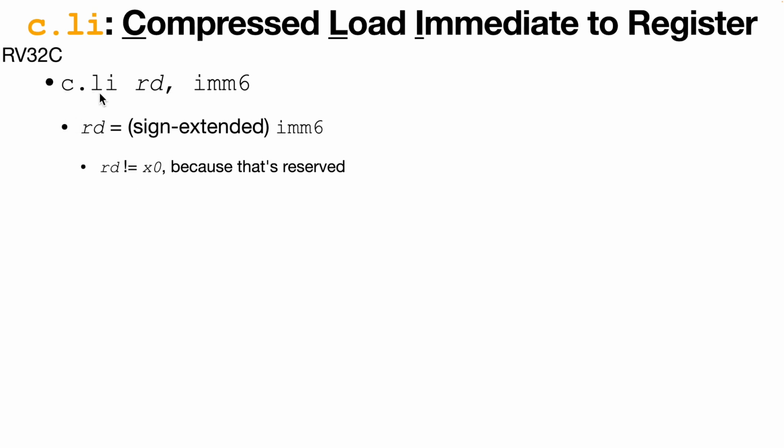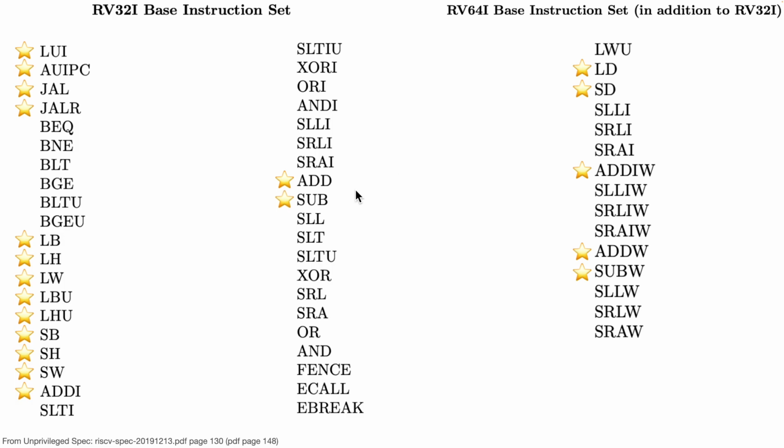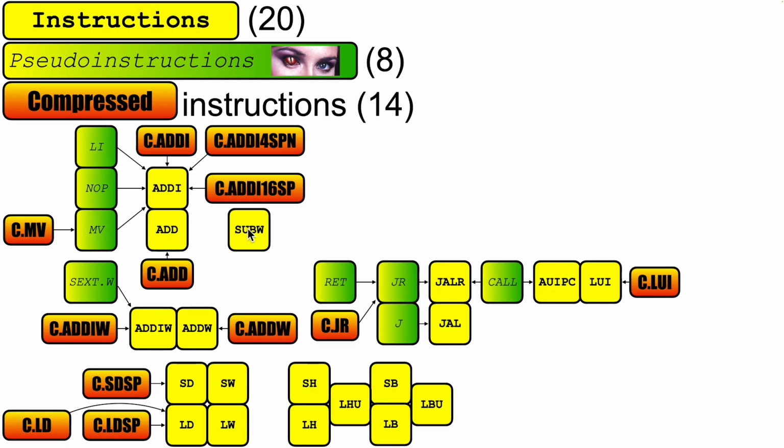With the compressed li, just as an FYI, there is a constraint that the destination is not allowed to be X0. So new assembly instructions we picked up: sub pops in right here. We also picked up a compressed sub and the new compressed li.